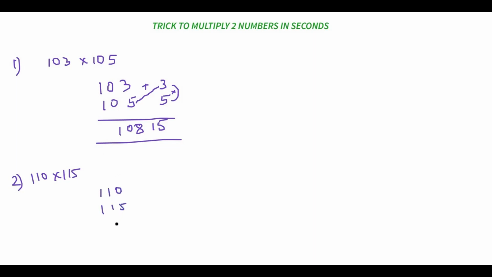Now how are we going to do this? What is the first step? We will write how much it is more than 100. How much is 110 more than 100? Right, it is 10 more than 100. How much is 115 more than 100? It is 15 more than 100. Clear? In the first step we have to write how much this is more than 100. So we have written this. Now what is the next step?